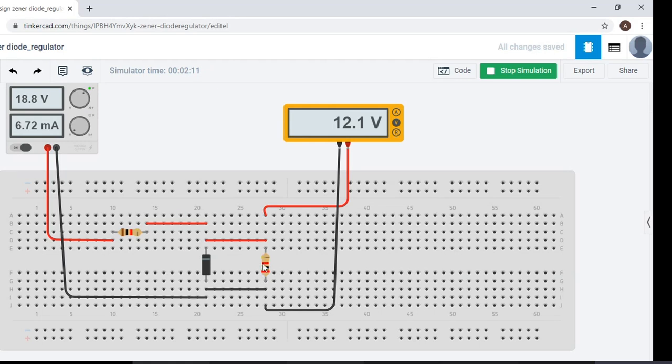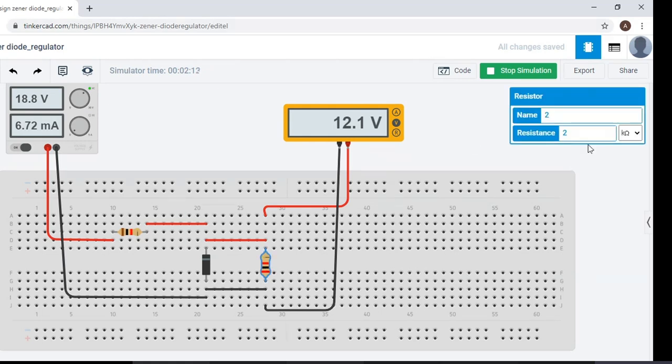One interesting thing is when we vary this load resistance value also. Suppose I am setting this to 20 kilo ohm. Then you can see the voltage drop across it is 12.4. When it is 200, it is again 12.4. It is 2000, it is 12.5. If I am setting it to 20,000, it is again 12.5.